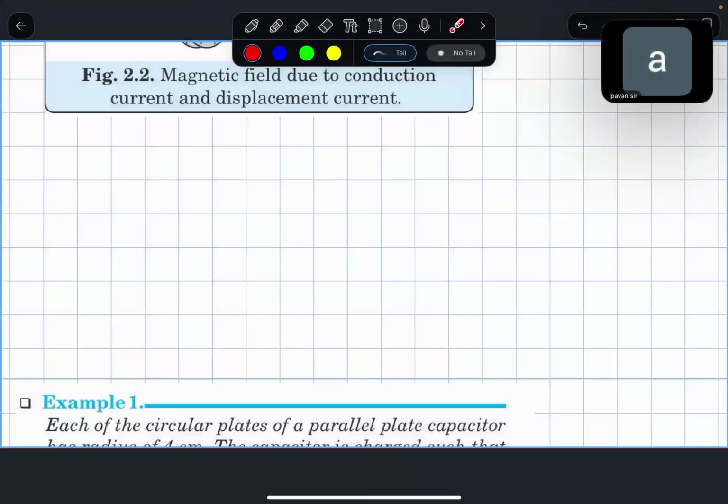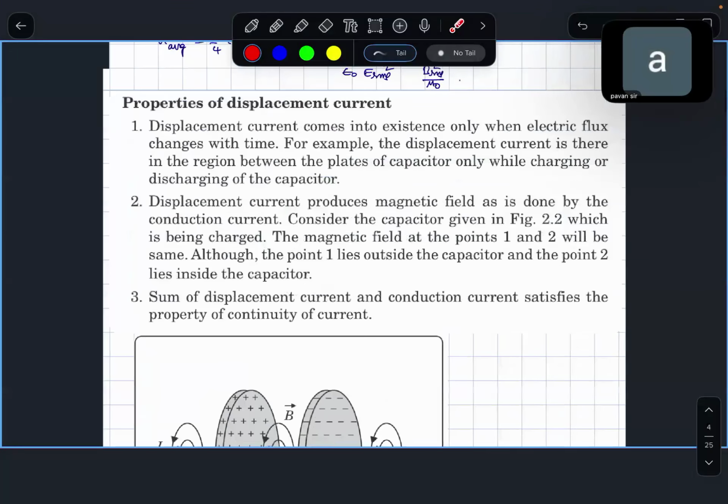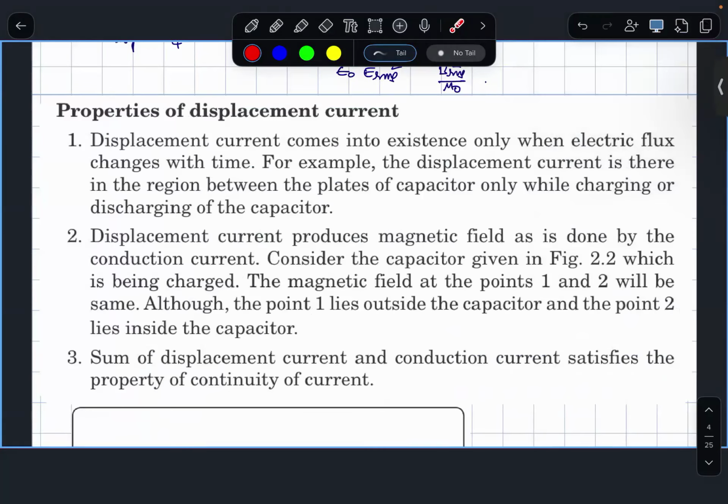Recording in progress. So, in our previous class, we had some discussion on displacement current. Just want to conclude once more the related theory. Displacement current, physically nothing flows. So, only a varying electric field. Displacement current comes into existence only when the electric flux changes with time.